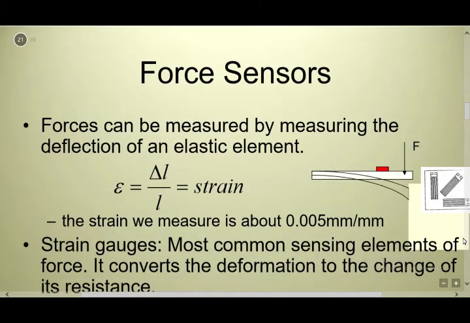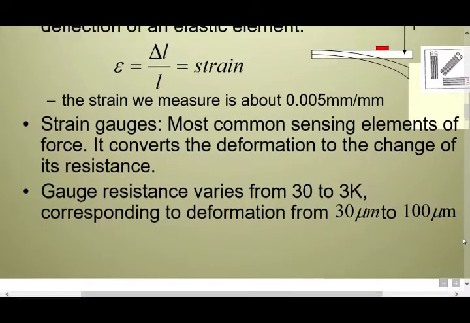Force sensors. Now we discuss the force sensors, which identify the force. Force can be measured by measuring the deflection of an elastic element. Deflection of the elastic element, delta L by L, is equal to strain. Strain gauges are the most common sensing elements for force. A strain gauge converts the deformation to a change of resistance.